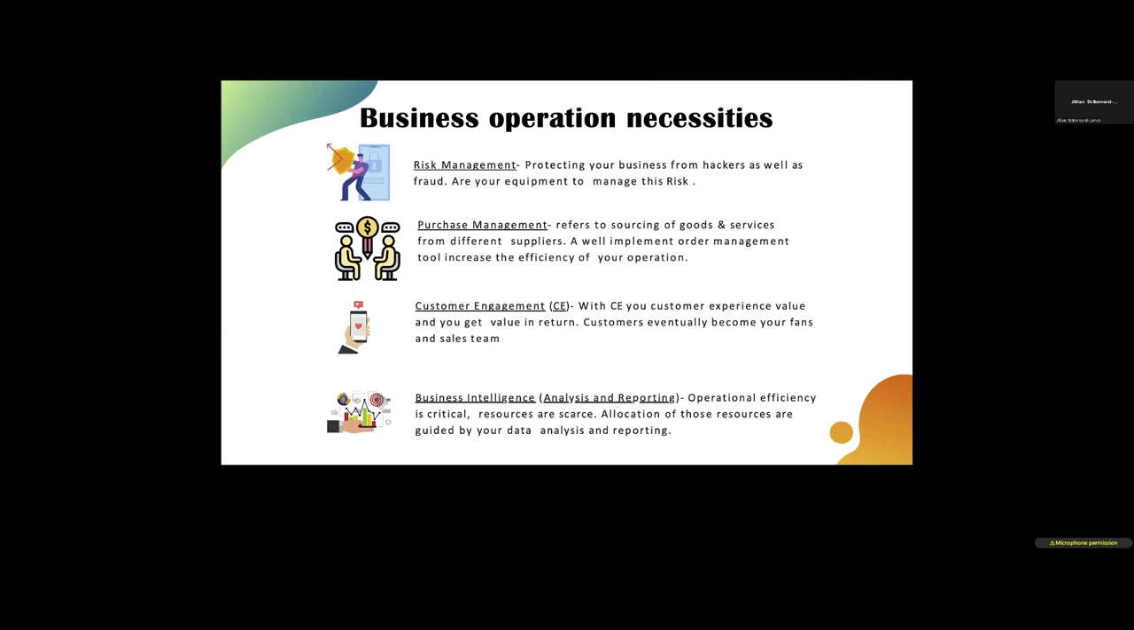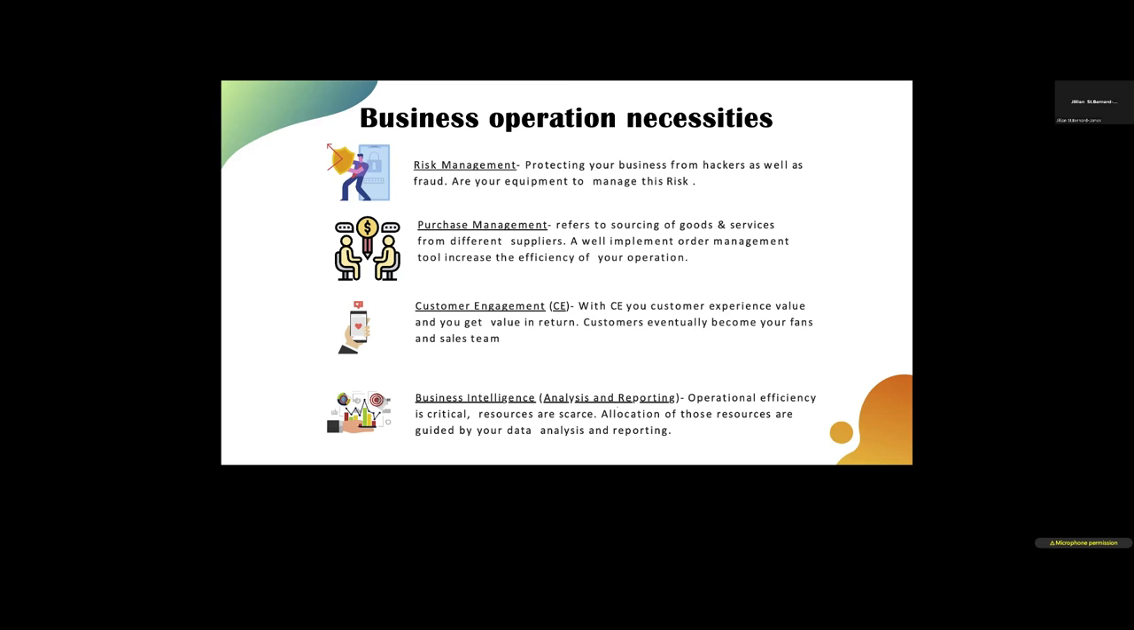Business operation necessities. We spoke about this briefly last week, I think, or the week before. We talked about risk management, protecting your business from hackers as well as fraud. Are you equipped to manage the risk? Some of the things that we didn't talk about is that return process. Here in the United States, we have some of those issues where we have people who constantly return stuff. You buy them, use them, return them. Buy them, use them, return them. You have to look out for that and you have to put policies in place that would protect you from those things as well. Let's say you can do 10 to 20 returns per year. After that, you would have to keep the item. Those are policies that you can put in place to protect your business from someone who's a constant returner.